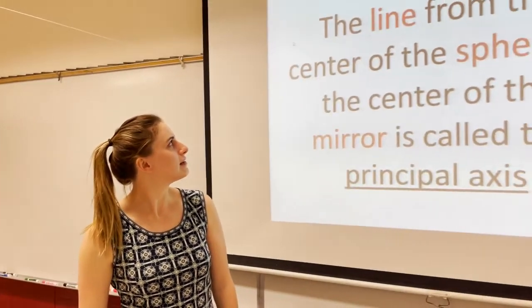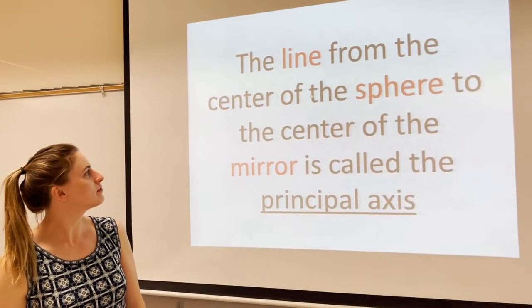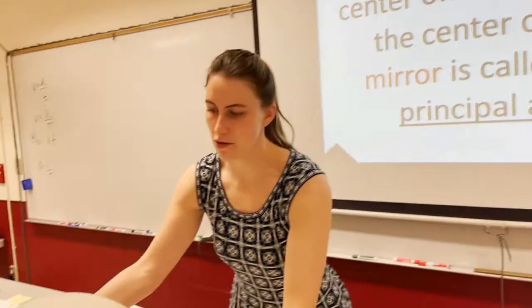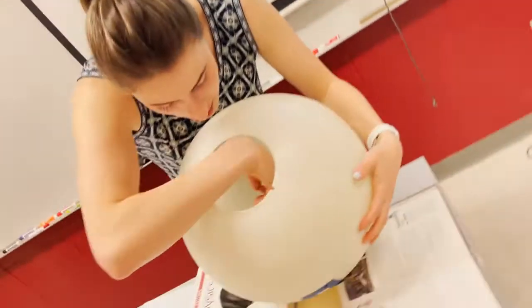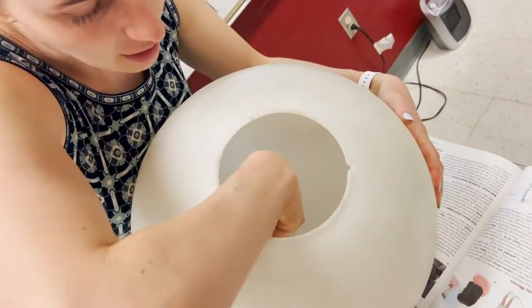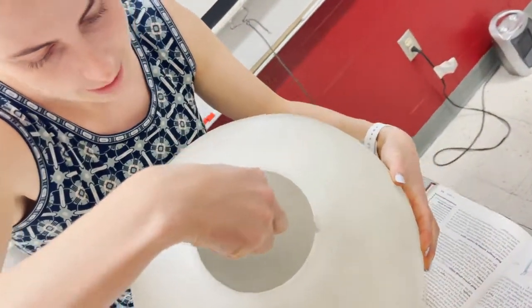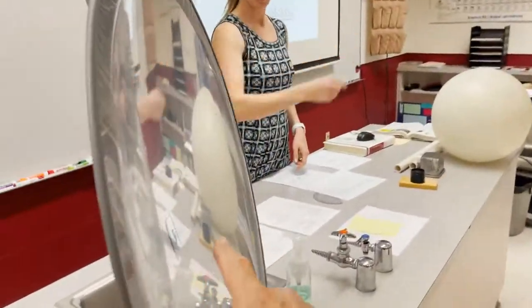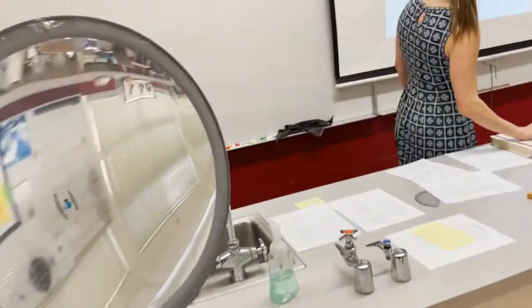All right. The line from the center of the sphere to the center of the mirror is called the principal axis. Okay, so the center of the sphere, which is right in there, you see it? Right there. To the mirror, which would be right here. We call that the principal axis. This would be a very large sphere, but from the center of the mirror to the center of the sphere would be the principal axis.